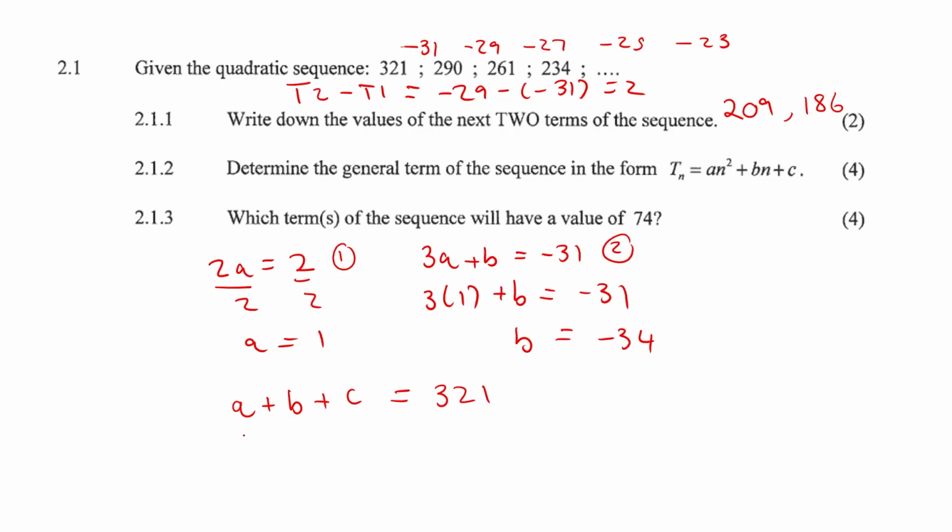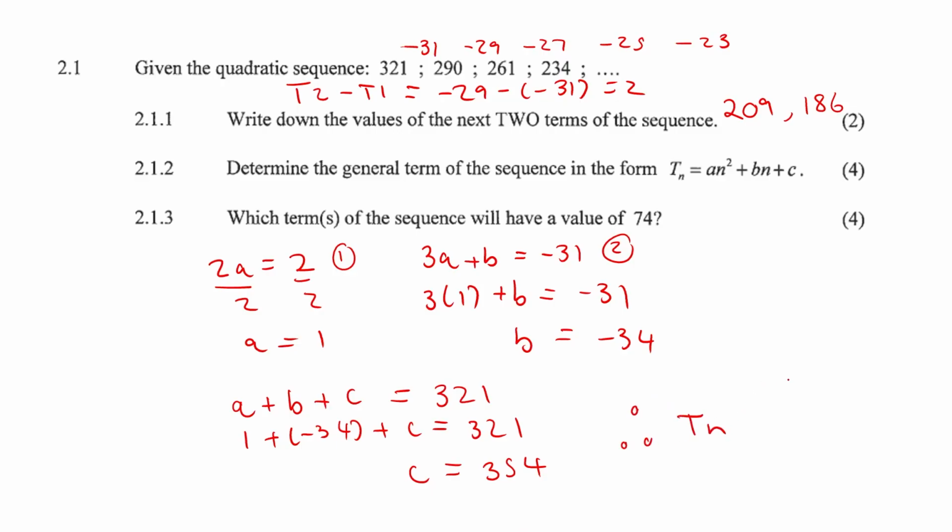321. Our a value that we just calculated is 1. Our b value that we also just calculated, that's going to be negative 34. And our c value is still unknown. So we are calculating c here. This negative 34 on the left-hand side, when we take it over to the right, is going to be a positive. So 321 plus 34 minus that 1 that we carry over, and c is going to be equal to 354.